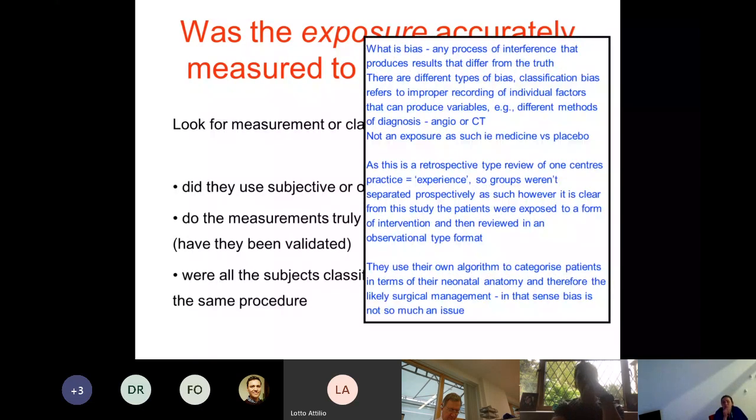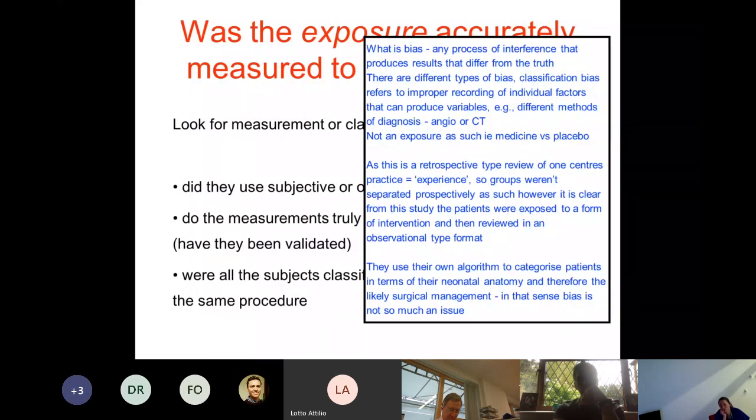So when we also look at bias, I just wanted to touch on that, because obviously there's a lot in statistics and research that isn't always clear. With bias, you're looking at any process that interferes with the results and differs from the truth. And there are different types of bias, which is important to know.